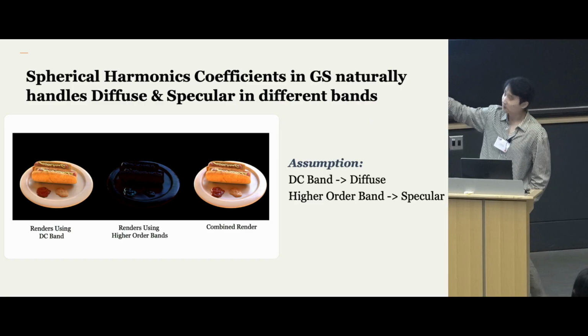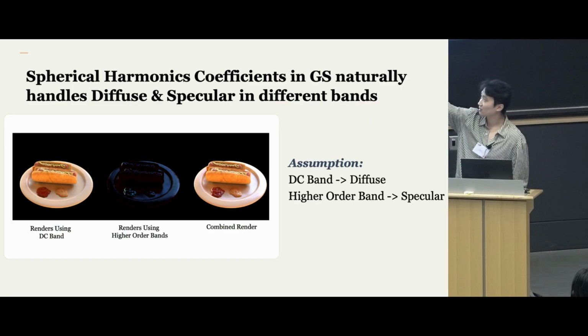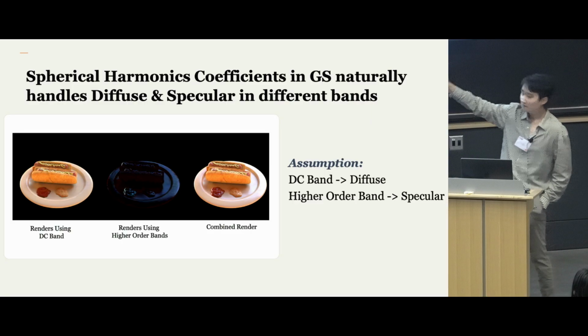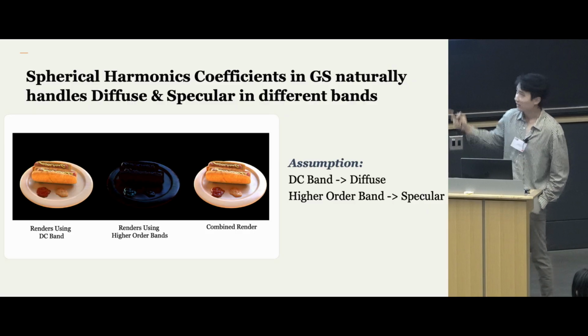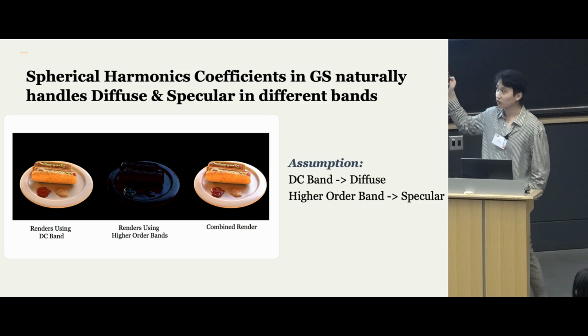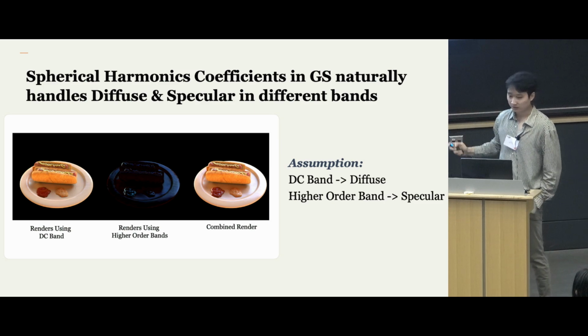It is an assumption because you can see on the plate on the left, there is still a little bit of specular highlight that has leaked. However, mostly we can say that it is a diffuse and specular decomposition. And this inspires our downstream radiance transfer decomposition.